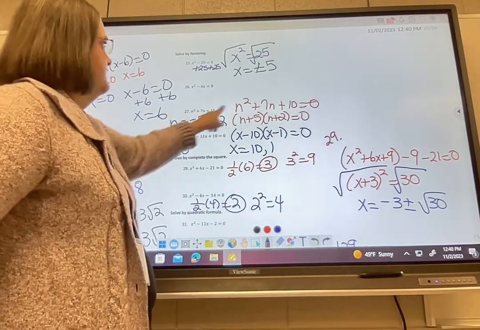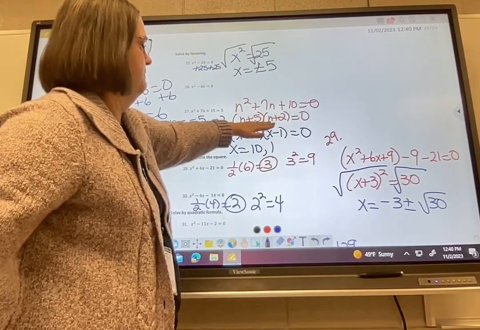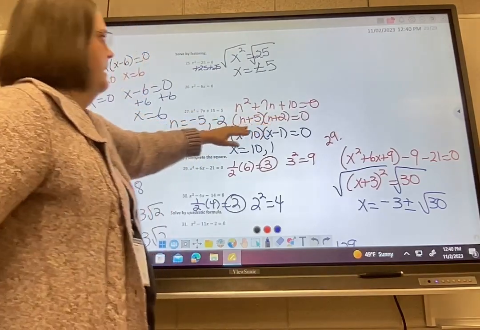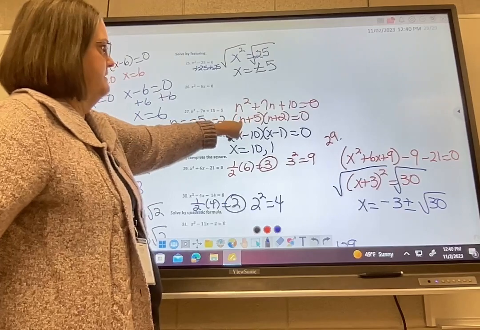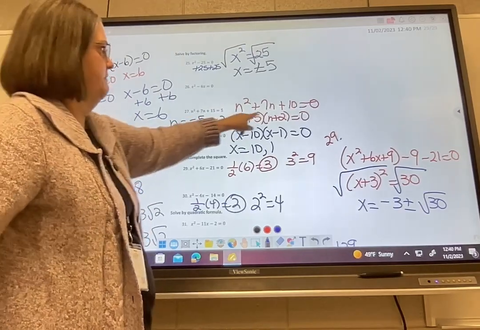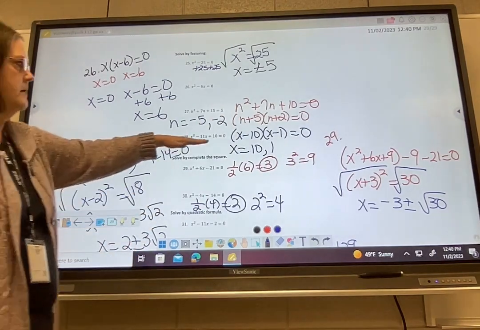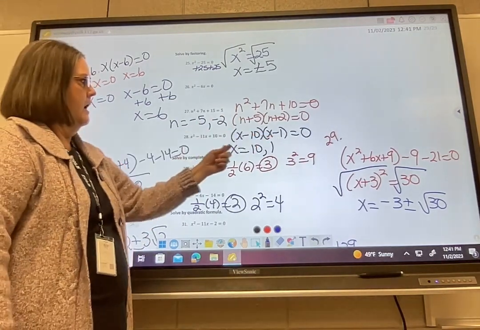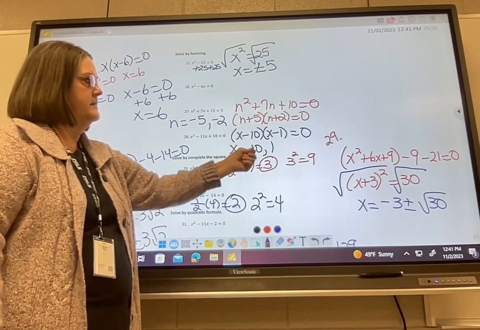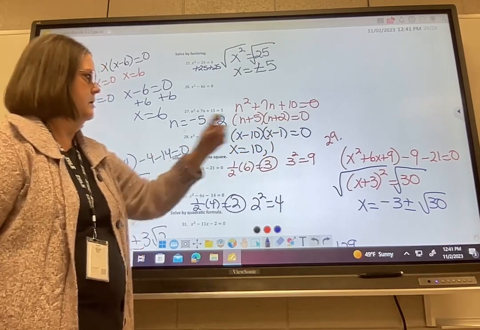But we factored this and we got n plus 5, n plus 2 equals 0. And remember, the opposite of positive 5 that makes it 0 is negative 5. The opposite of positive 2 that makes it 0 is negative 2. Same process here. We factor. The opposite of negative 10 is 10, and the opposite of negative 1 is 1.